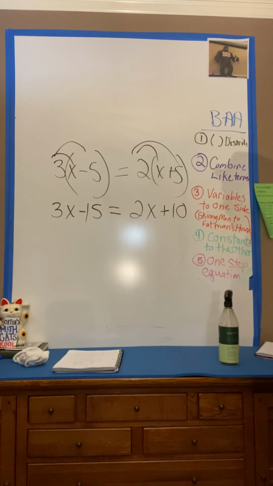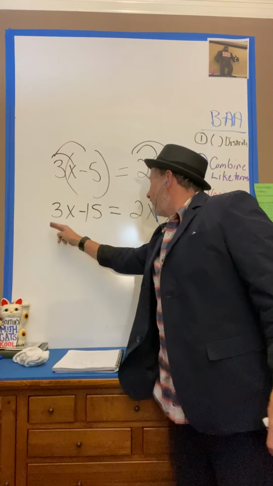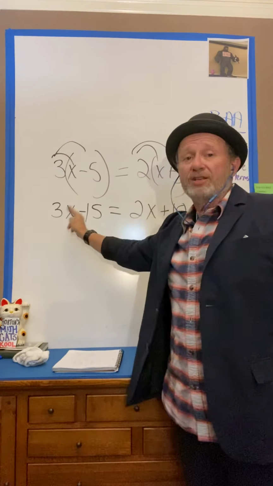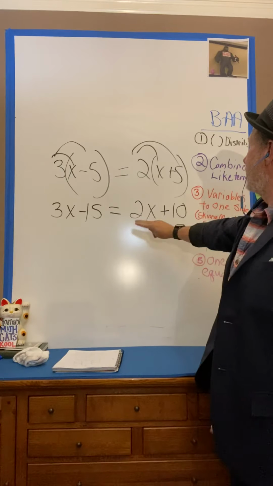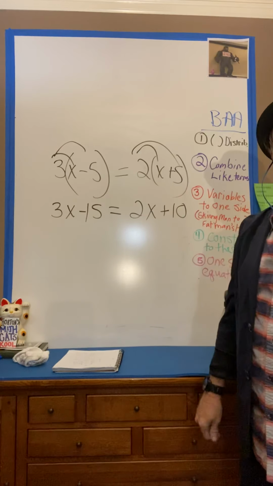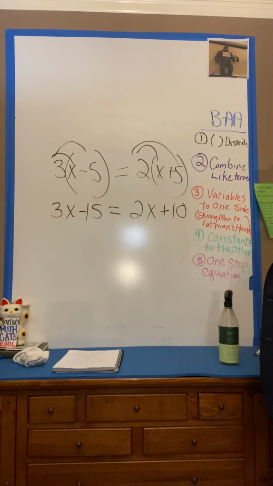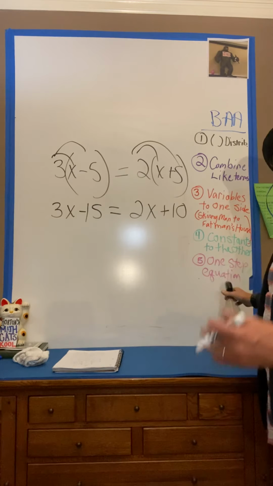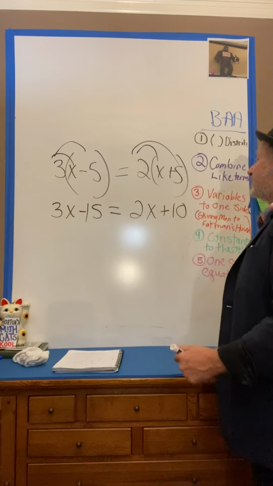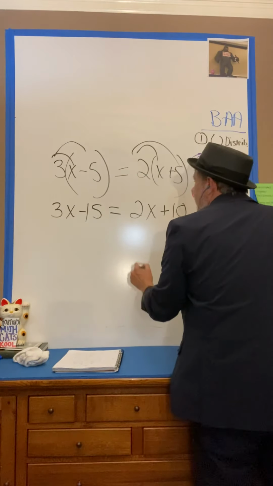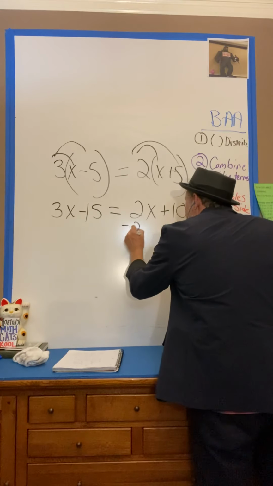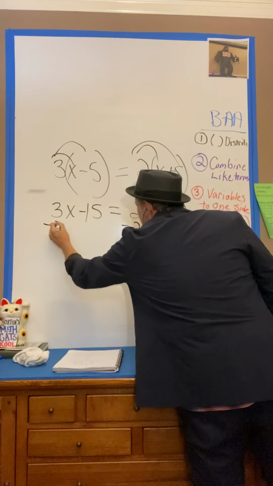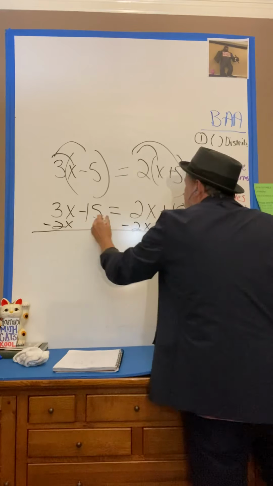Good so far. Step 2, do I have any like terms to combine? Do I have more than one x or constant here? Nope. Do I have more than one x or constant here? Nope. So then I go to step 3, the variables to one side. I've got to move the skinny man to the fat man's house. Well, 2x is skinny, right? So I'm going to make that a negative 2x and bring it over to the fat man's house.